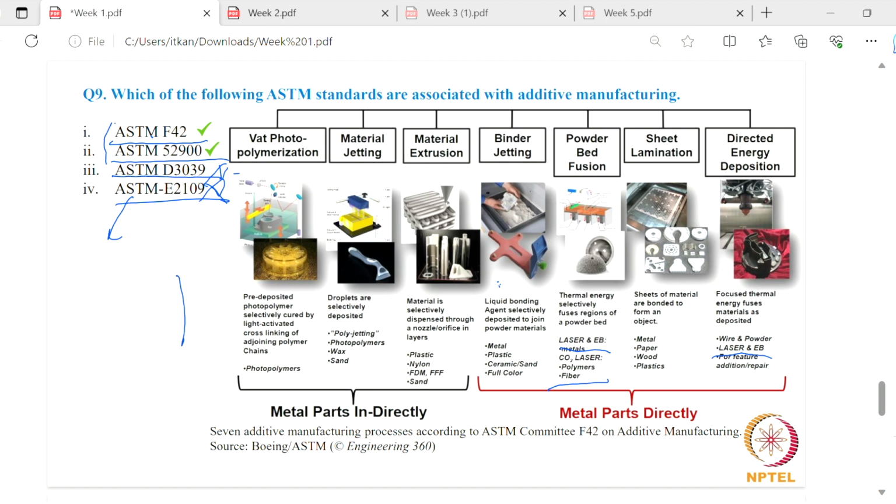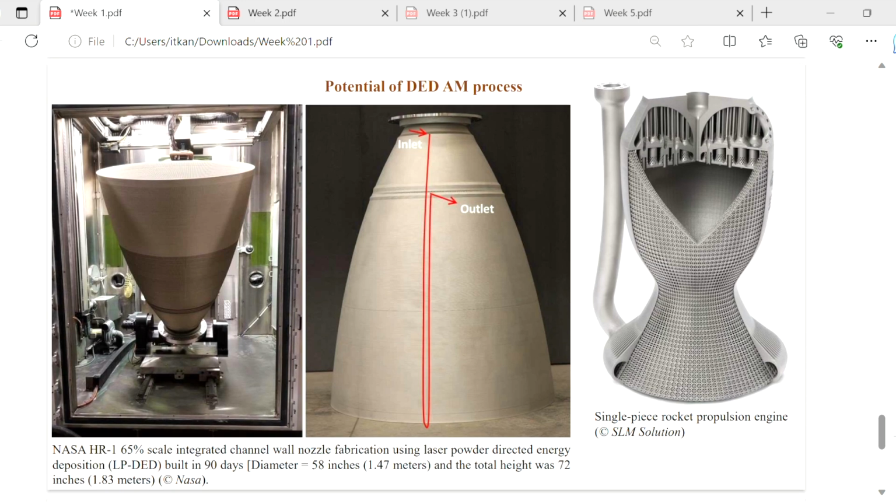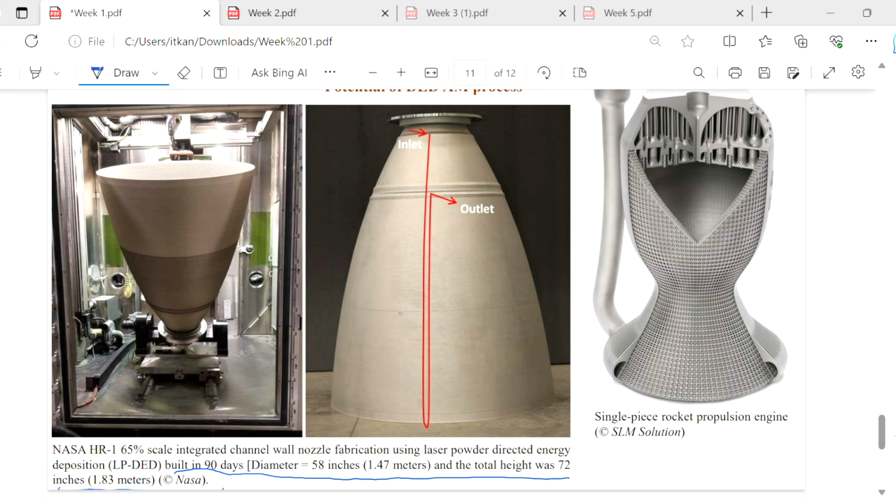This is a summary of the potential of directed energy deposition as a manufacturing process. Here large scale additive manufacturing can be followed. You can see the scale of this part: it is built in 90 days, the diameter is 58 inches and the height is 72 inches. It took 90 days to print.